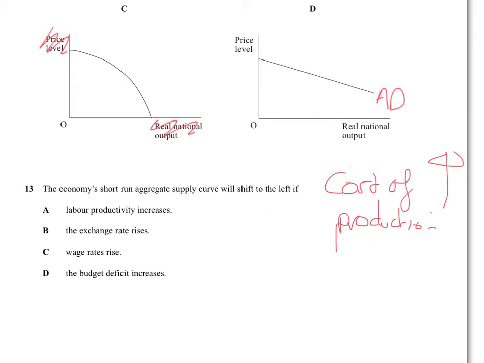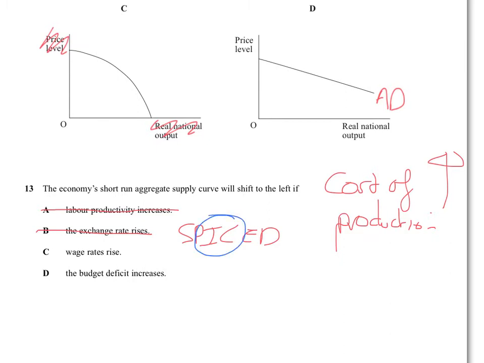Right, labour productivity increasing would make cost of production go down, so it's the wrong way. Exchange rate rises would affect AD, so it's irrelevant. And I could see why it would be relevant, because you might say they might get their imports from abroad. But if the exchange rate rises, it'd be strong pound, imports cheap, exports dear. And if imports were cheap, they might get their cheap raw materials from abroad. So actually it would make it shift to the right.